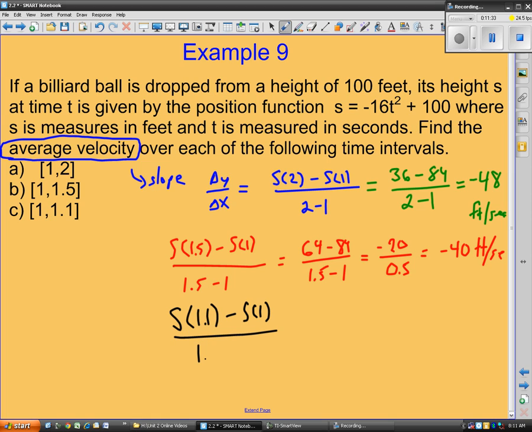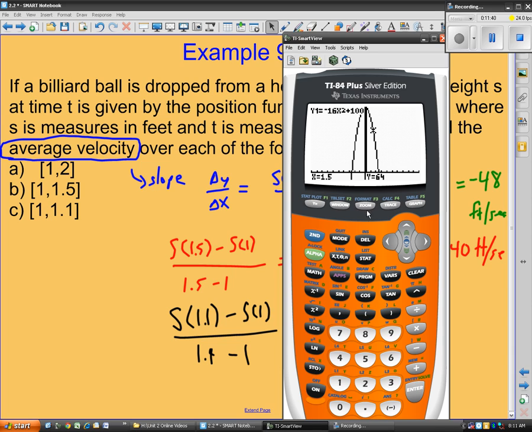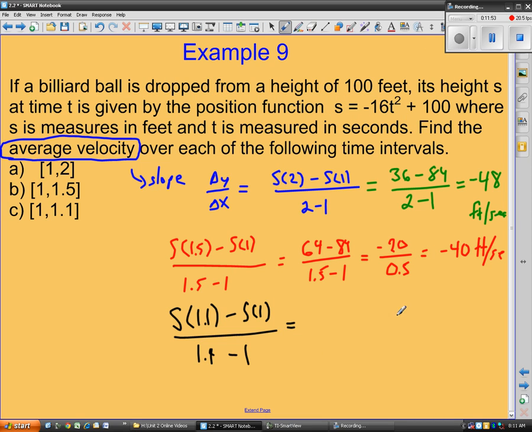And so if I simplify this, I have to find out what the value is at 1.1. At 1.1, and that is 80.64. So I've got 80.64 minus 84 all over 0.1, which then will simplify when I subtract those to negative 3.36 over 0.1, which means it's negative 33.6 feet per second.